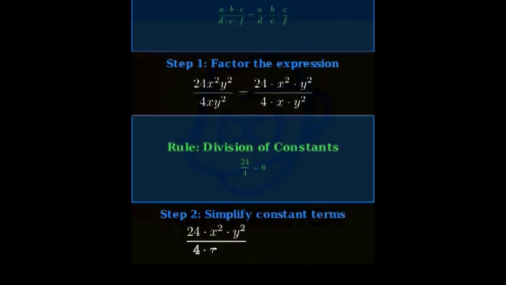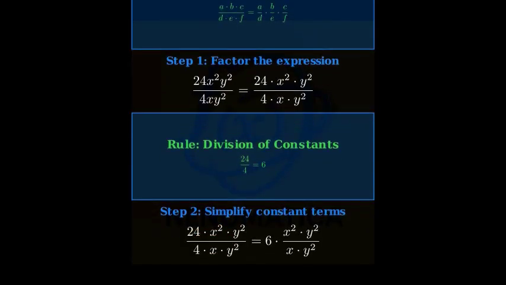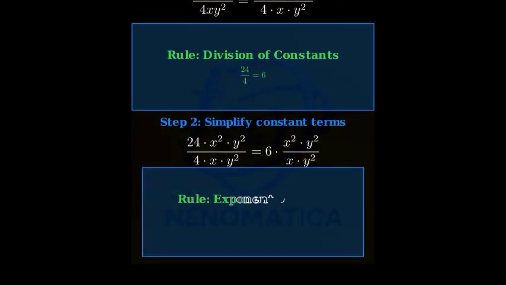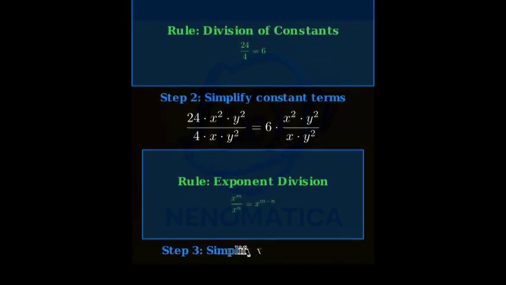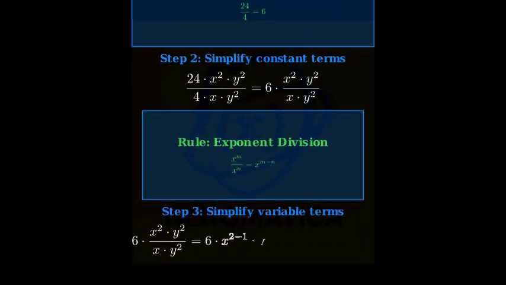Now, for the variables. For x, we have x squared in the numerator and x to the first power in the denominator. Using the exponent division rule, we get x to the power of 2 minus 1, which is x. For y, we have y squared in both the numerator and denominator. When we divide y squared by y squared, we get y to the power of 2 minus 2, which is y to the power of 0, or simply 1. So, our final answer for the second example is simply 6x.